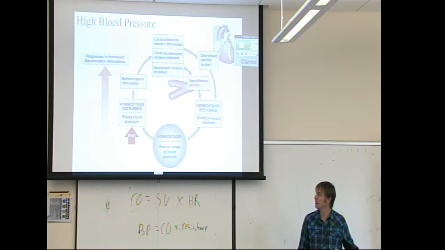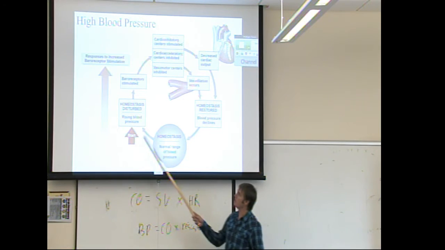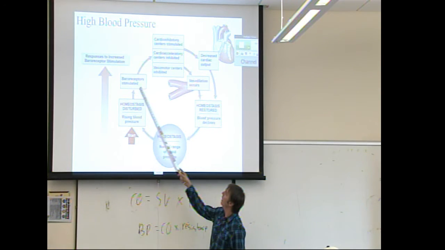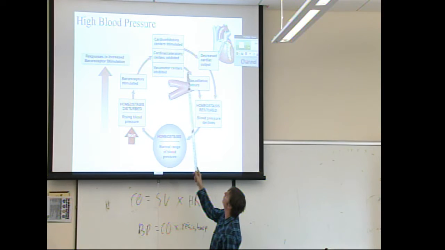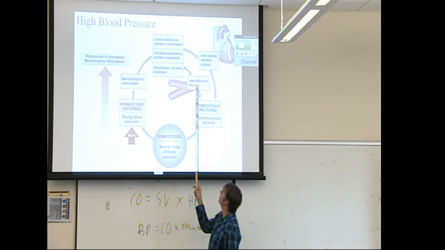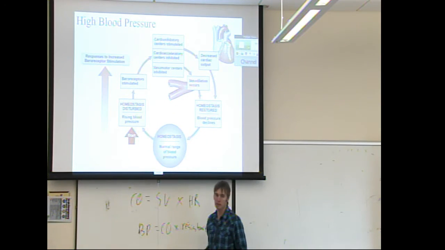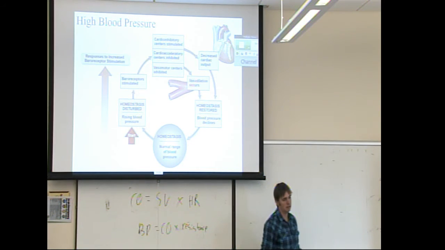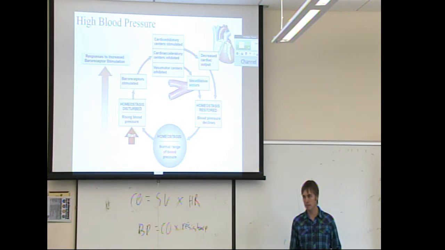Right. So you can see that one. The stimulus is high blood pressure, baroreceptors, and that's going to do decreased output and vasodilation. So that's just the slide in the diagram you're looking at.